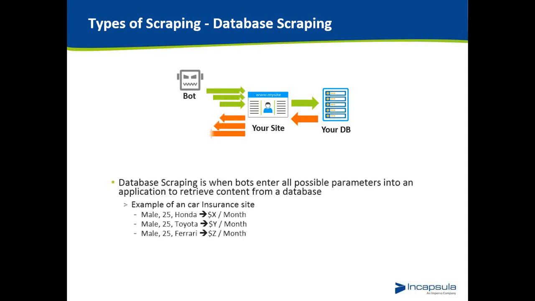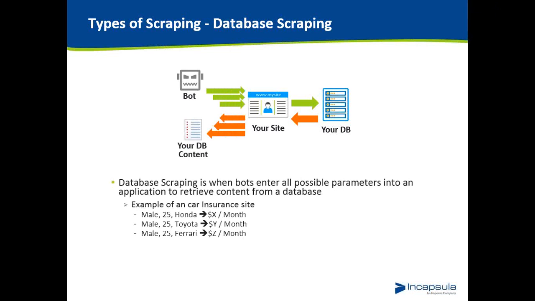A more advanced type of scraping is that of database scraping. Conceptually, it's similar to that of site scraping, except that hackers will create a bot which interacts with victim web applications to retrieve data from its database. Think about a website such as an insurance quoting website. A bot could be created which would try all possible combinations in an application to obtain quote prices for all scenarios. For example, it could tell the application that it was a 25-year-old male trying to get a quote for a Honda, and then for a Toyota, and then for a Ferrari.